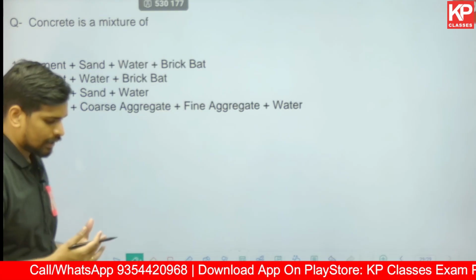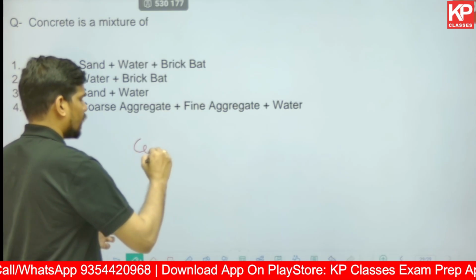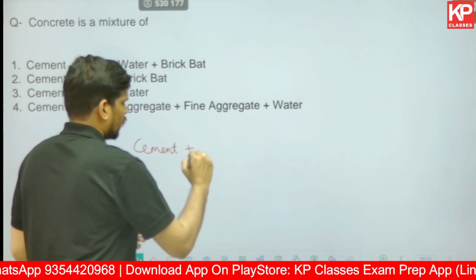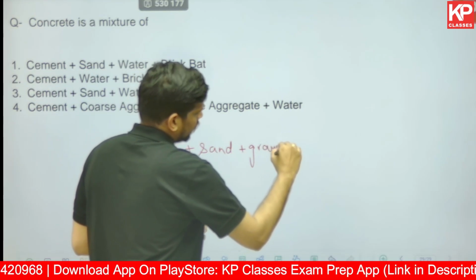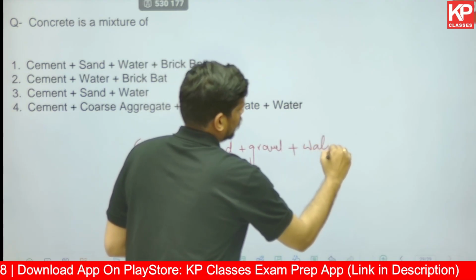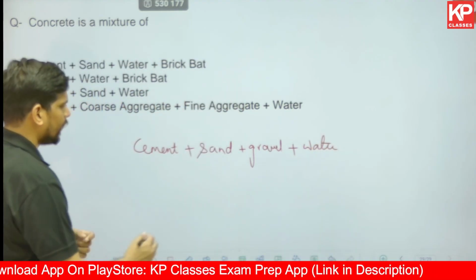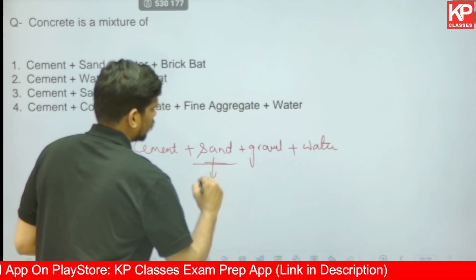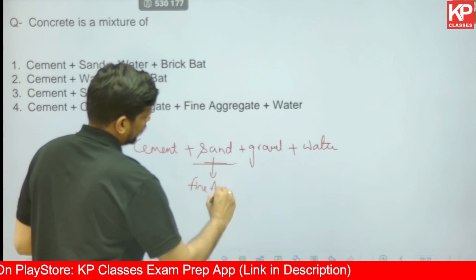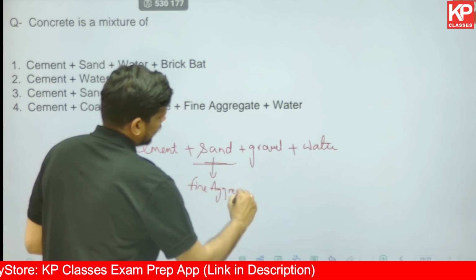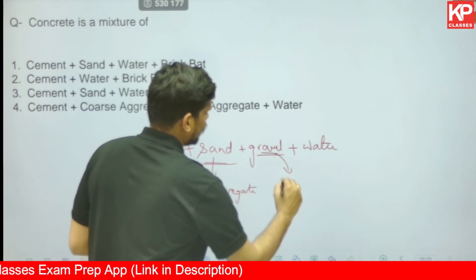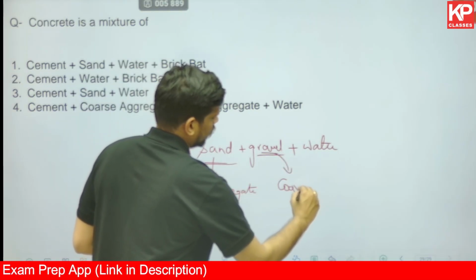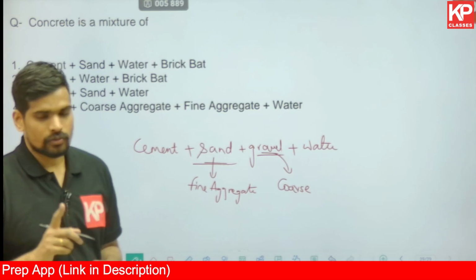So concrete, basically it is a mixture of cement with sand, gravel and water. This mixture is called concrete. In this, sand is also referred to as fine aggregate because it is that aggregate which is fine in size, with small particles. Gravel is called coarse aggregate. C-O-A-R-S-E. It is not coarse with U.